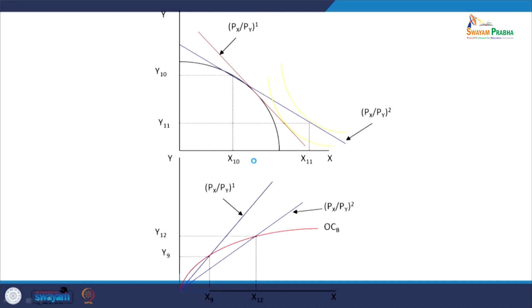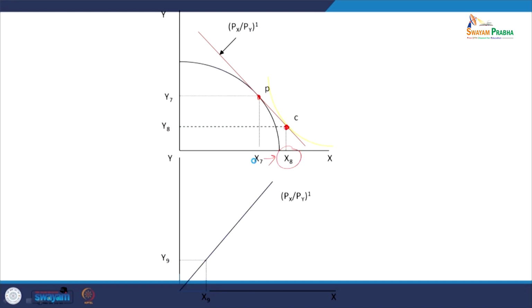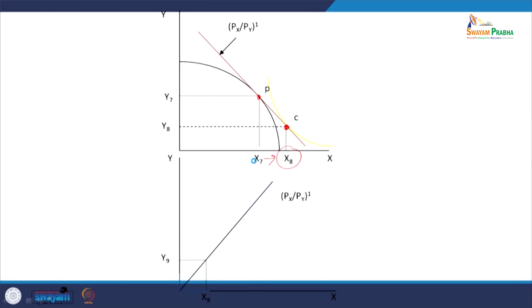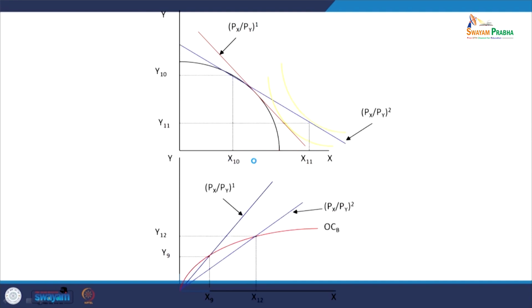Now, in this situation, look at this, this is going to reverse our terms of trade. Initial terms of trade, look at this, is explained by Px by Py. Now, will there be trade? Yes, there will be trade, because they are demanding more of X. If they are demanding more of X, then what really happens? The same country is demanding more of X.